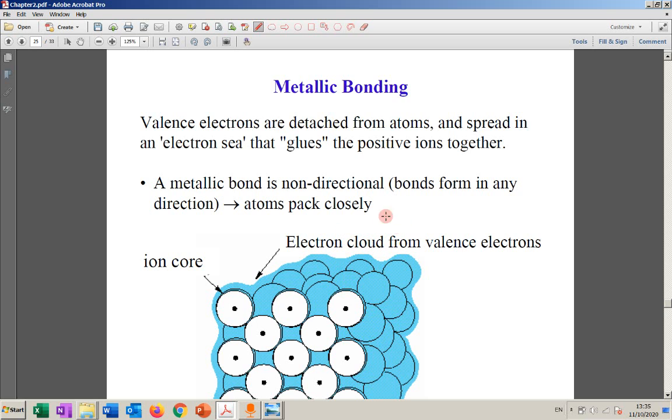Now, what will happen in metallic bonding? The name is metallic bonding, so it's mainly in the metals. Mainly in the metals, they have this type of bonding. What kind of bonding is this? It's neither sharing, nor is it one giving and someone else taking one. It's not like this, and it's not sharing.